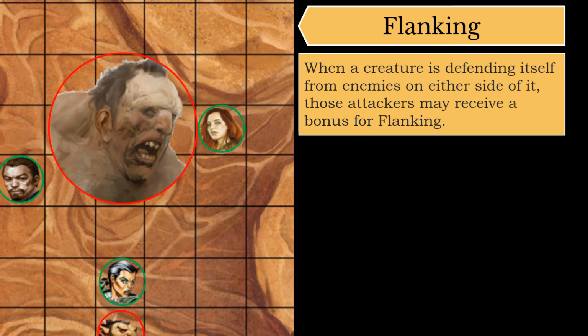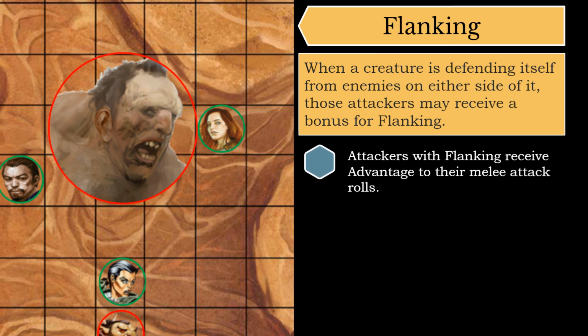Flanking is a commonly used but technically optional rule in 5th Edition. Flanking occurs when a creature has to defend itself from enemies on either side of it. Their attention is split, which grants advantage to the melee attack rolls of those who trigger the flanking effect.